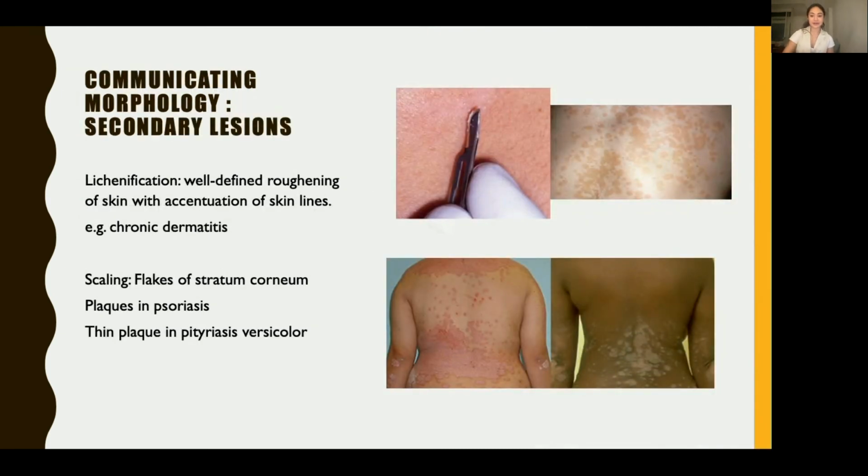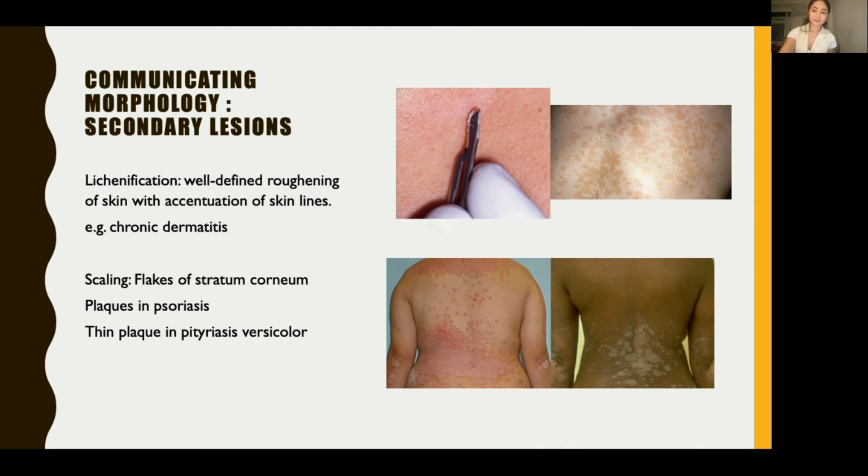Next slide. Okay, so lichenification is defined as well-defined roughening of the skin, and it basically accentuates skin lines. You get that in things like chronic dermatitis, whereas scaling is just flakes of that top layer of stratum corneum. You're just getting flakes of dead skin coming off. So you see that in plaques in psoriasis, and you also get a thin plaque in pityriasis versicolor. I put pityriasis versicolor at the top there. You can see that kind of thin plaque coming off. And that's quite different to psoriasis, where you can very obviously see scaling.